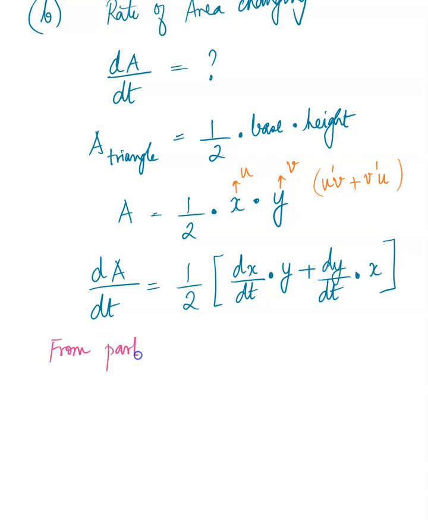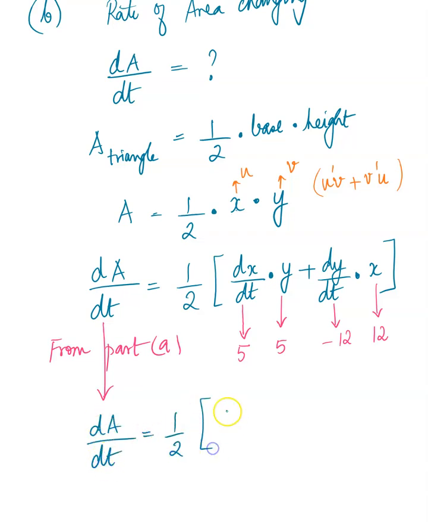From part A, we know that this is missing. dx over dt was given to be 5. We found y also to be 5. dy over dt, we found it to be negative 12, and x was 12. So I'm going to use all these details here. And this will be dA over dt equals half times 5 times 5 plus negative 12 times 12.